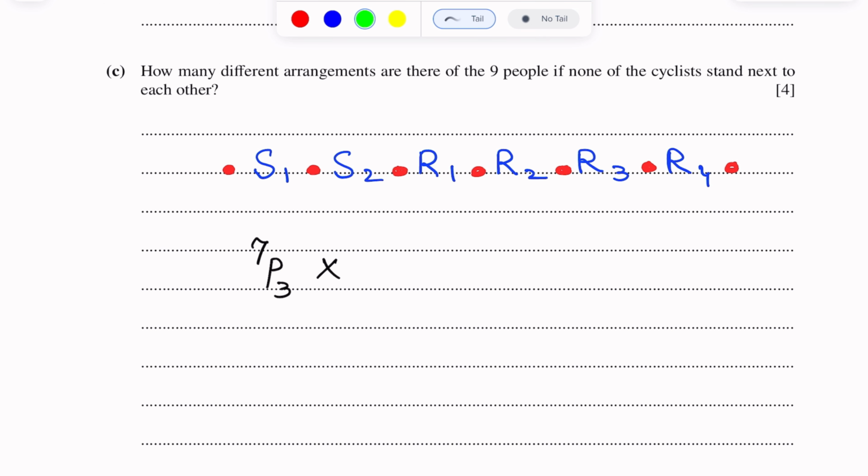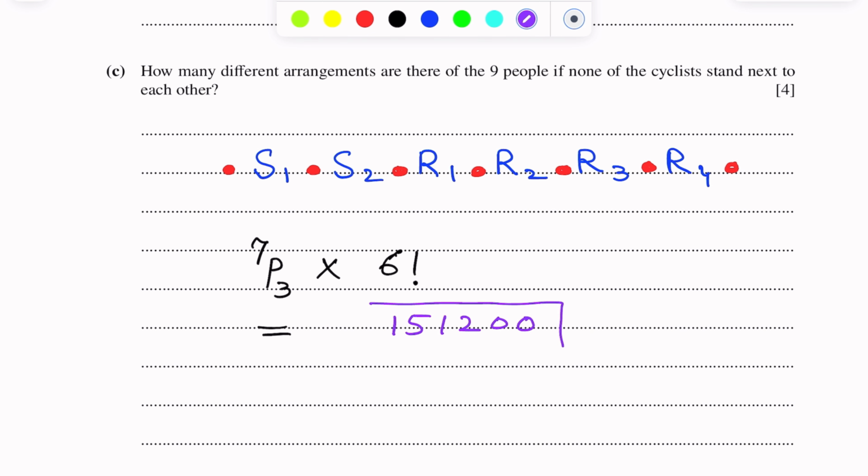Okay, 7P3. Now we will arrange S1, S2, R1, R2, R3, R4. All these are different. So 1, 2, 3, 4, 5, 6. So now we will arrange the remaining S1, S2, R1, R2, R3, R4, because total 6, in 6 factorial ways. After calculating, we get the final answer 1,512,000. This is the final answer.